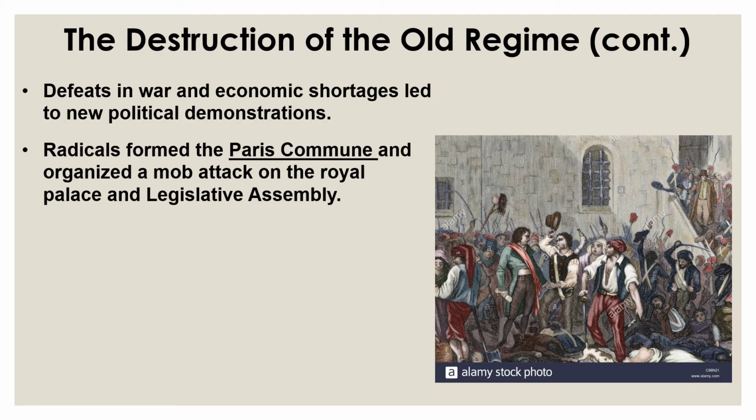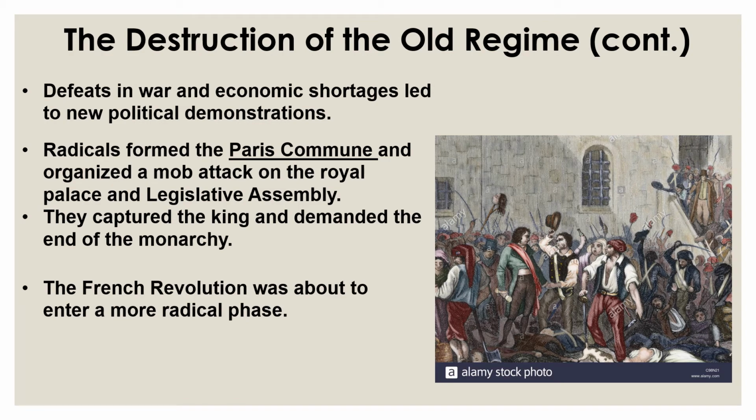Radical groups formed the Paris Commune in Paris and organized a mob attack on the royal palace and the Legislative Assembly. They were fed up with the king, yes, but they were also fed up with the bourgeoisie who were in charge of the National Assembly, who did not seem to be doing enough to alleviate the financial crisis that, of course, hurt the lower classes the most. They captured the king and they demanded the end of the monarchy. The French Revolution was about to enter a more radical phase.